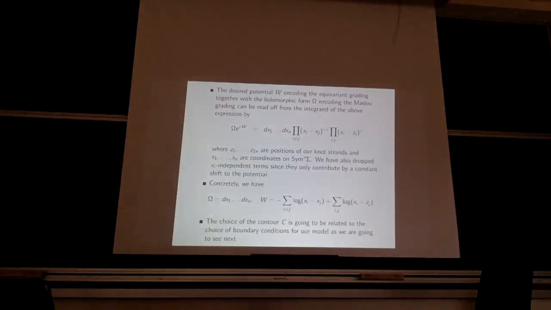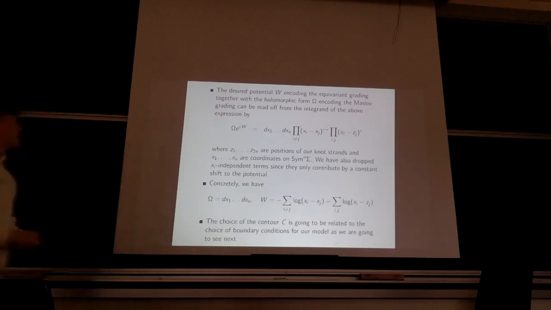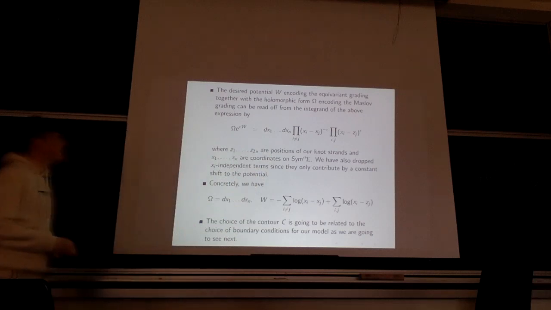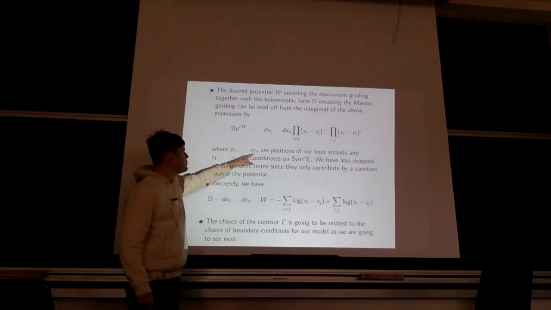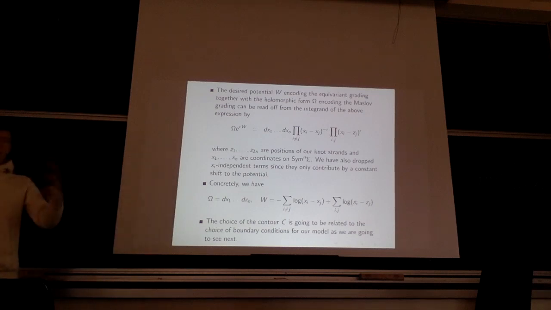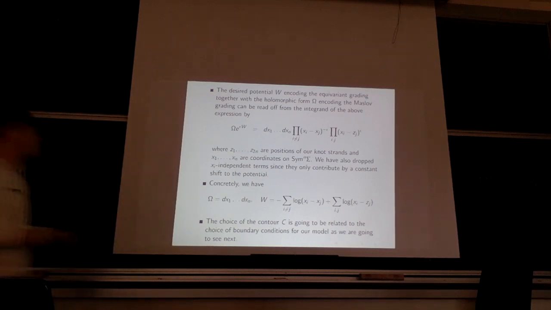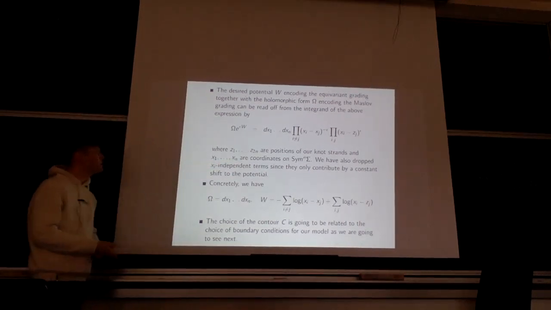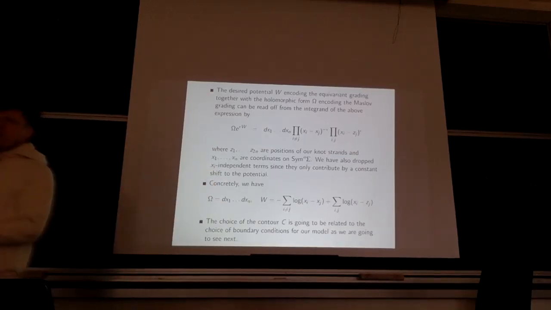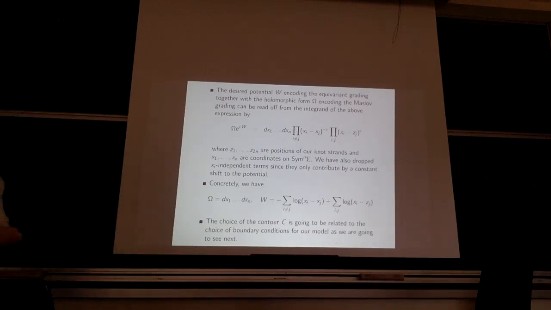Okay, and this potential encodes the equivariant grading, together with the holomorphic form omega encoding the mass flow grading, which can be read off from the integrand of the above expression by equating the following combination with the right hand side. We have z_1 to z_2n, which are the positions of our knot strands, so it was like these four removed points, like in the example above. And we have x_1 to x_n, which are the coordinates on the symmetric power. We have also dropped the x_i independent terms because they just contribute a constant shift of the potential, so we don't really care about it. It's not going to influence our gradings. It's not going to influence anything.